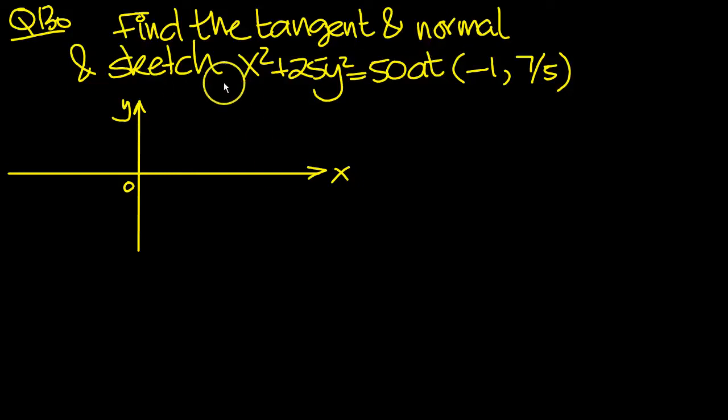Find the tangent and normal in sketch. x squared plus 25y squared equals 50 at the point (-1, 7/5). So let's have a go at this then. Let's do a little sketch first of this ellipse.